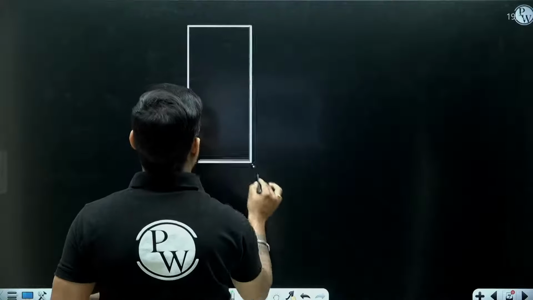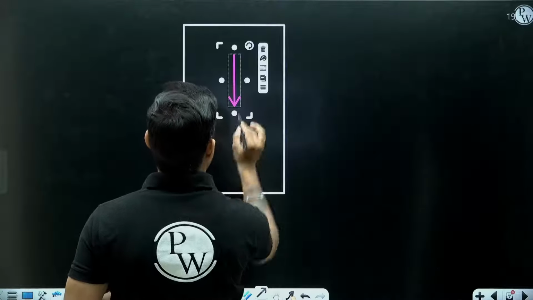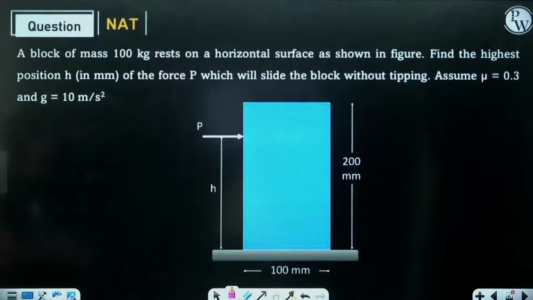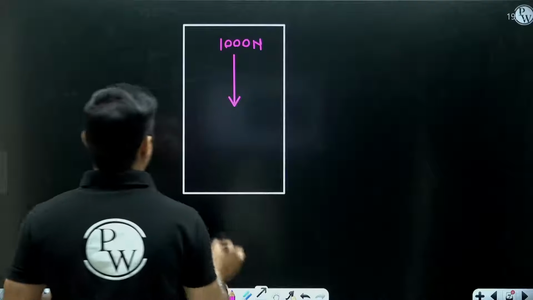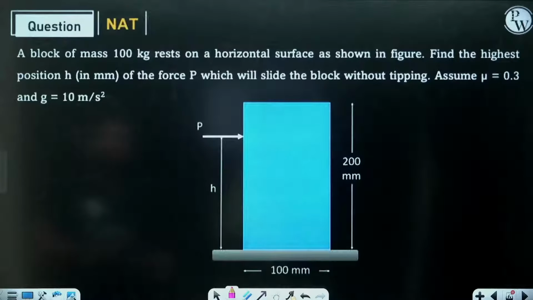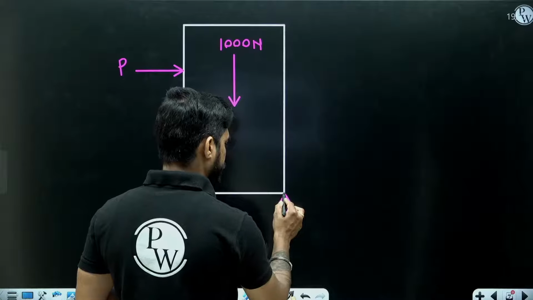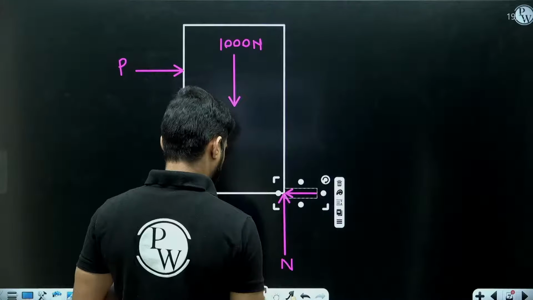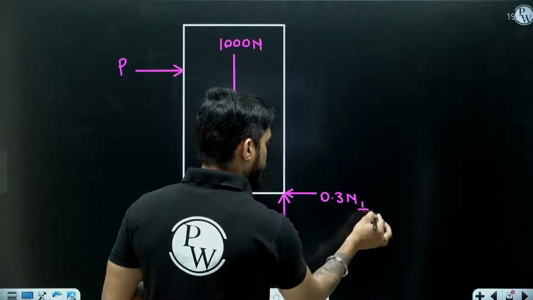So this is the block. This is the weight which is acting at the center of gravity. What is the weight of this block? 100 kg and g is 10. So it will be 1000 Newton. We are applying a force P at a height H. And now we are assuming that force P is how much? The value of force P is not given. And now we are assuming that it is on the verge of tipping. The friction force will be mu into N. Mu is 0.3. Let's say this is N1. So this will be 0.3 N1.